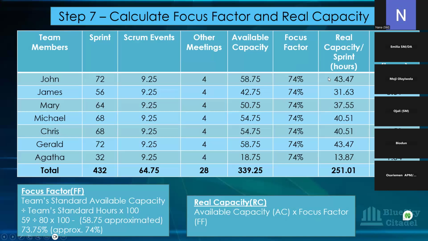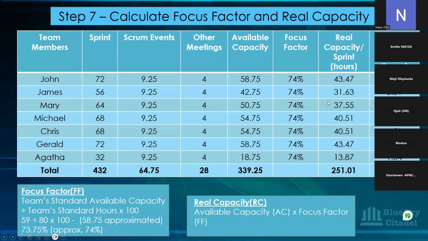And now to get their real capacity, the formula for real capacity here would be their available capacity, which you have here, multiplied by their focus factor. So if you do 58.75 times 74% for each person, it will come to their number here. Remember, the available capacity is different. The one that is the same is just their focus factor. And then you come to the number that you have here.